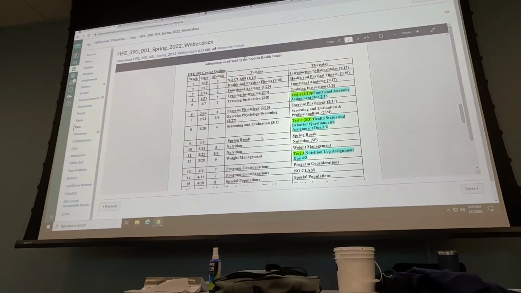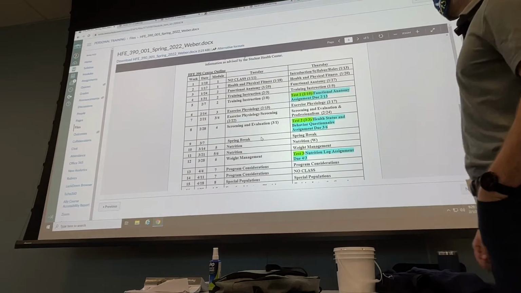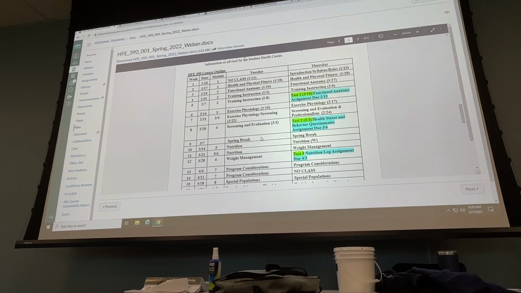So checking out our schedule here, we're at the first. So we're at training instruction. That's actually 2-5. Today's 2-1. So it is 2-1, not 2-5. But we are in training instruction. We'll be talking about corrective exercises today.